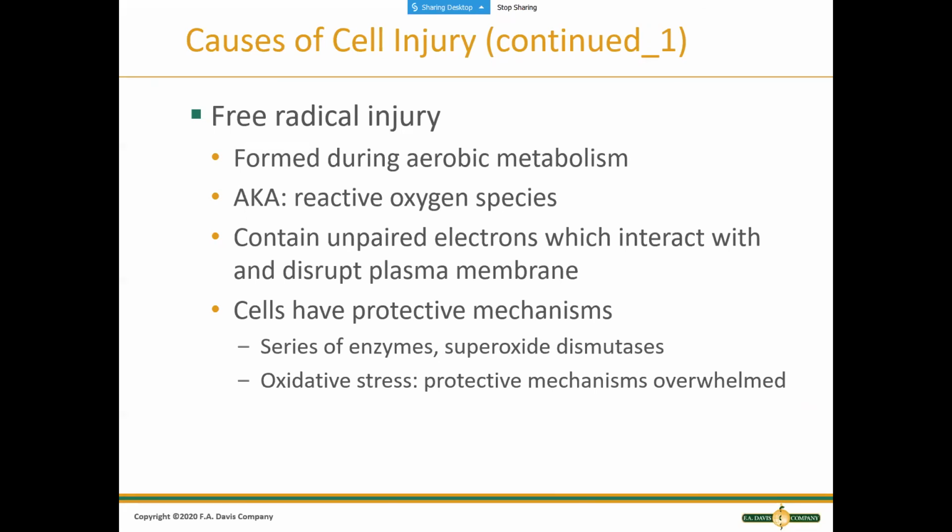Probably the second most common one is a cleaning agent that you have at home called hydrogen peroxide. Hydrogen peroxide. Have you ever put hydrogen peroxide on a wound?